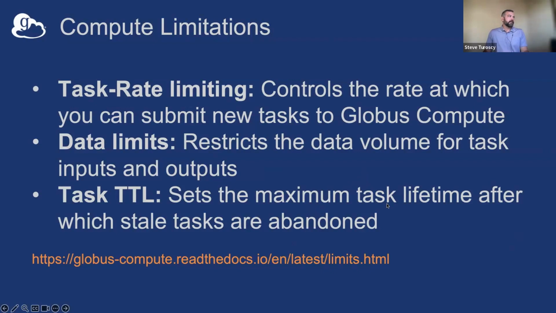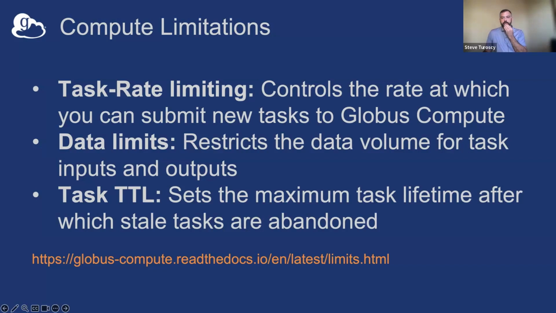One of those things is task rate limiting. It controls the rate at which you can submit new tasks to Globus Compute. What is that rate? It is 20 requests per 10 seconds. So every 10 seconds, you can send the compute resource 20 requests. If that submission rate's exceeded, you're going to get a max request exceeded exception from the SDK. And if you need to avoid rate limiting, we suggest using the batching resources that are available.